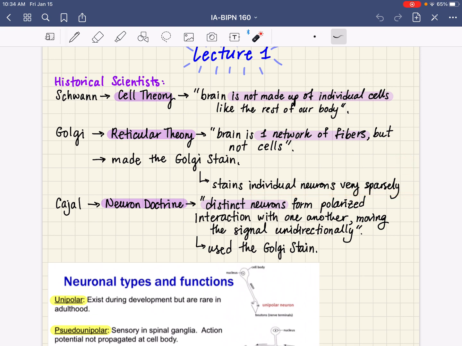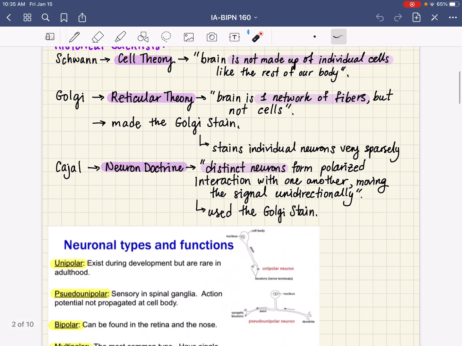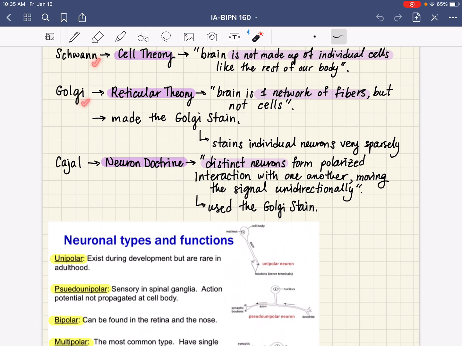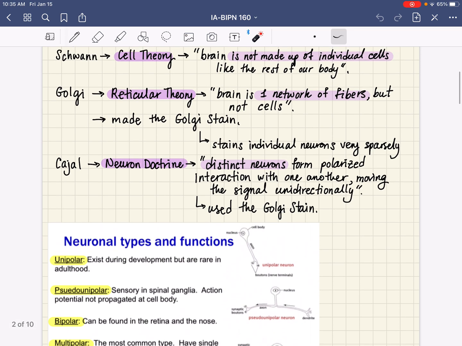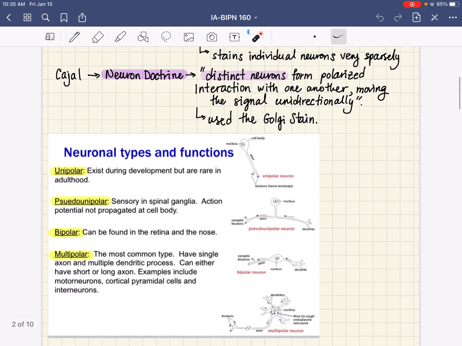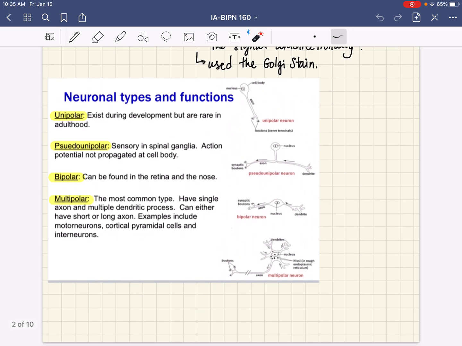It wasn't until Cajal came around and produced the neuron doctrine, in which he actually falsified what Golgi and Schwann theorized, and he did say that the brain is made up of distinct neurons, where each neuron is polarized in a way that the signal which travels from neuron to neuron is always unidirectional. Okay, and to do this discovery, he used the Golgi stain that Golgi had produced. Okay, so these are the three names, their theories, and what the scientists believed at the time that you should know.